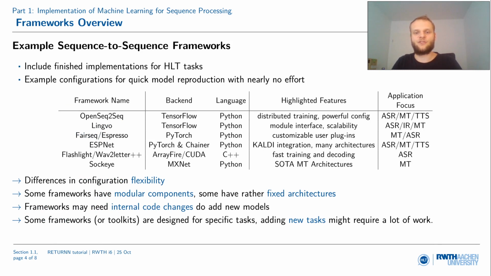So here we will only list a few of those. So there are different frameworks based on different backends. They have different highlighted features, and they also usually focus on different applications. So all these frameworks have a different configuration flexibility, and some might provide more modular components, some have rather fixed architectures. And for some frameworks you might need internal code changes if you really want to implement a completely new architecture. And also some of these frameworks are more designed for a specific task, so changing the code to work with a new task might require a lot of work.